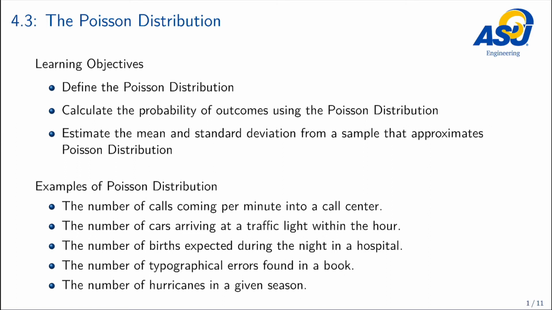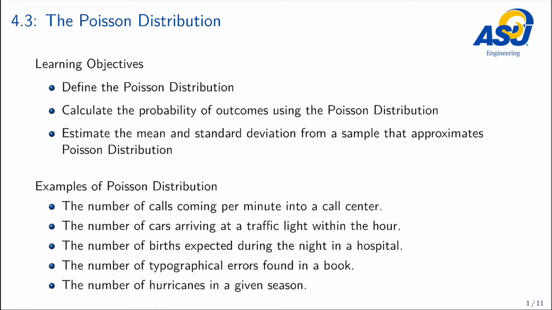4.3 The Poisson Distribution. The objectives of this video are to define the Poisson distribution, calculate the probability of outcomes using the Poisson distribution, and estimate the mean and standard deviation from a sample that approximates a Poisson distribution.